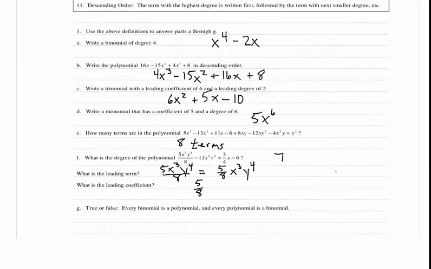And in G, it says, true or false, every binomial is a polynomial, and every polynomial is a binomial. And this is going to be false. So the first part of the statement is true. Every binomial is a polynomial. Remember, a binomial is a specific type of polynomial that has two terms, exactly two terms. So if we have a polynomial of two terms, it's a binomial. Well, every polynomial isn't of two terms, so every polynomial can't be a binomial. And that's our video on the introduction to polynomials.